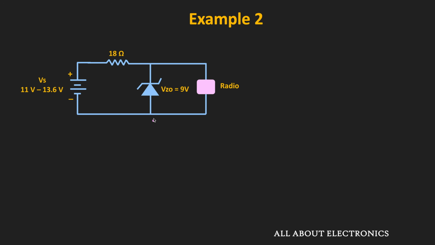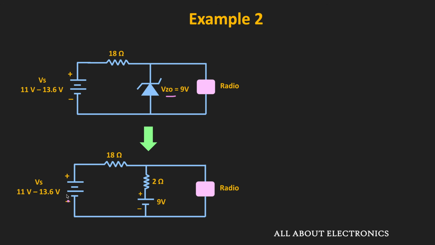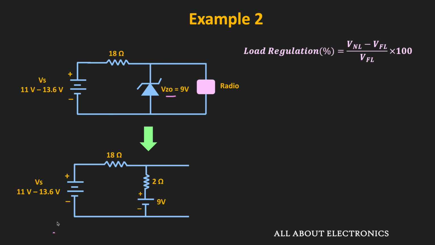So here in the circuit, we've been given the value of Vz0. So considering the Zener resistance, this is how the equivalent circuit will look. So here, first of all, let us find the value of the load regulation. As you know, the load regulation is given as the no load voltage minus full load voltage divided by full load voltage. So to find that, first of all, let us find the no load voltage. That means whenever the current drawn by the radio is equal to 0 milliampere, or effectively when it is not connected in the circuit.